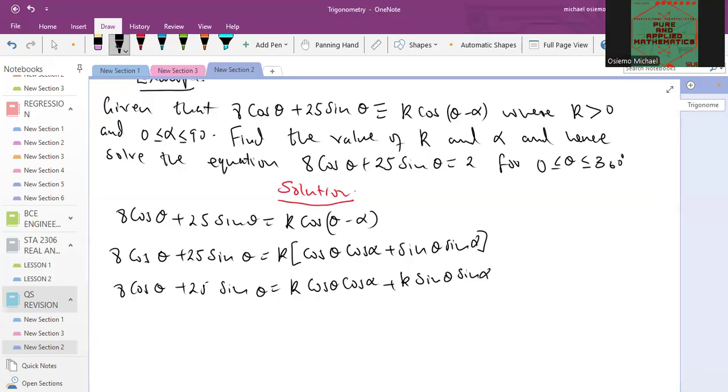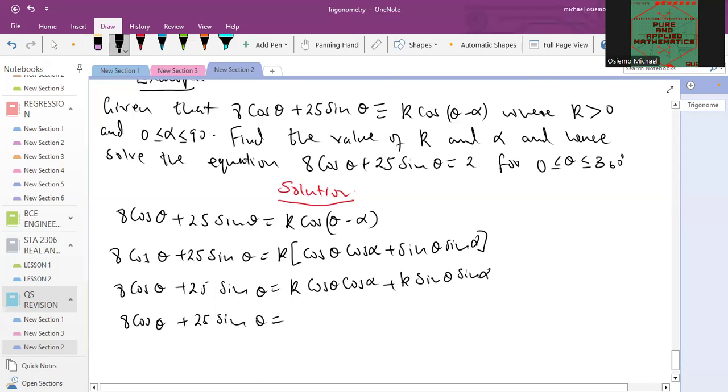But if you look at the right hand side, our equations are in terms of cos theta and sin theta. So we want to make sure that the cos theta and sin theta are at the far end. So we're going to have 8 cos theta plus 25 sin theta is equal to R cos alpha cos theta plus R sin alpha sin theta.